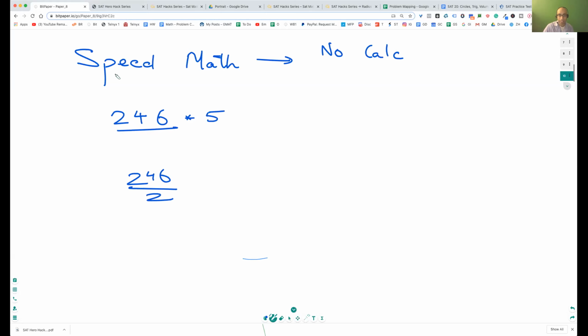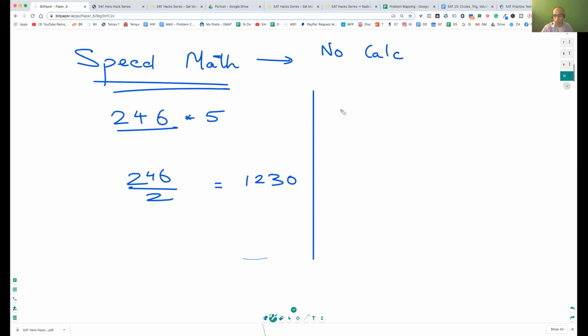This is speed math, guys. It's going to be over in 2 seconds because it's a fast hack, and then we're going to move on to another SAT hack, but this is super important. Divide by 2. So what do you get? 1, 2, 3. You got this value, and then you put a 0 at the end, and that's it. So 246 times 5 is this value.